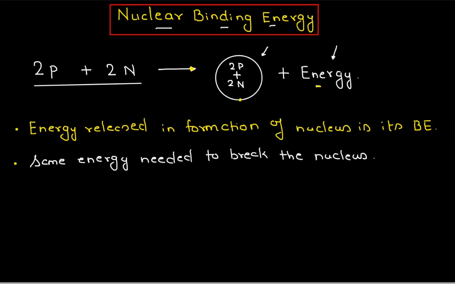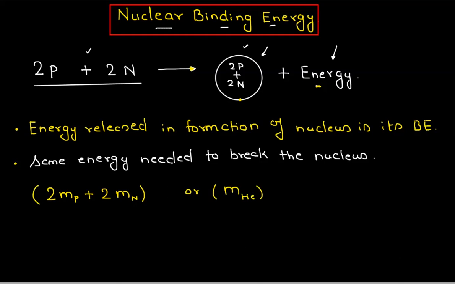Now tell me, whose mass is more? Two times the mass of proton plus two times the mass of neutron, or the mass of the helium nucleus? Which one should be more? Whose mass will be more, this mass or that mass?